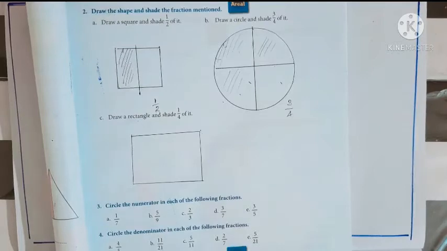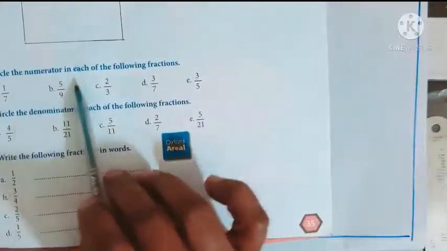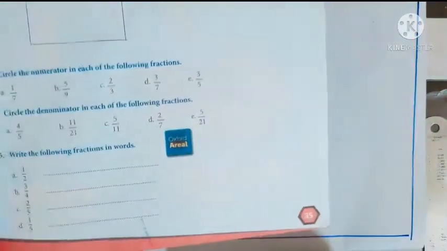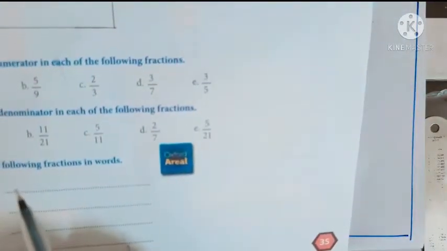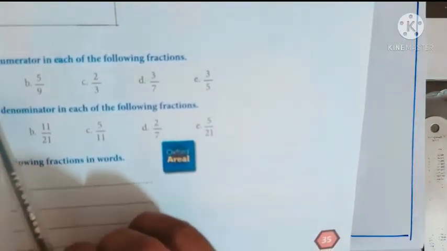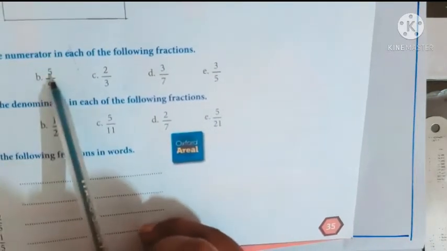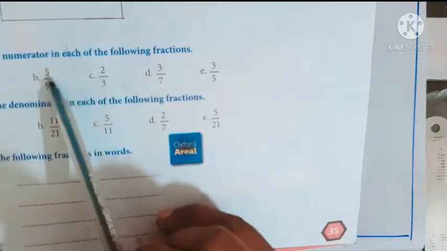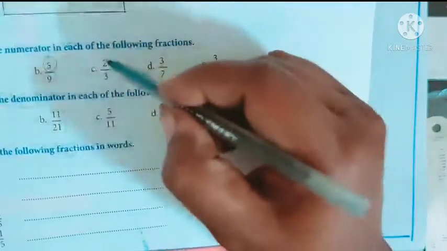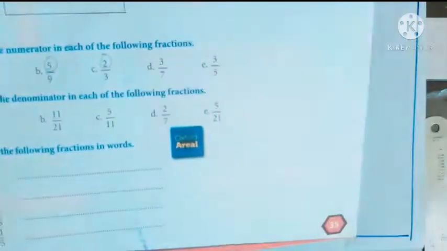Good. Now circle the numerator in each of the following fractions. So you are going to circle the numerators alone. What is the numerator I said? The number which is on the top. So what is that number? Very good. 1. Here, 5. Circle it. Here, 5. Here, 2. So keep on doing that.